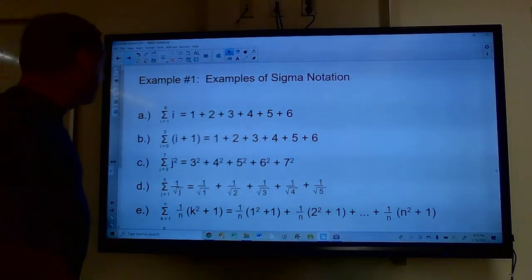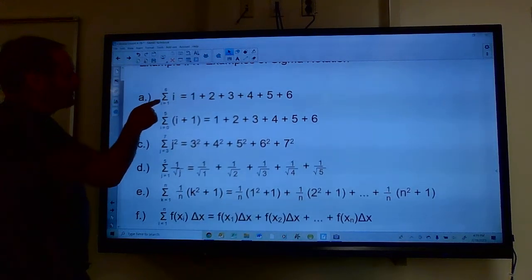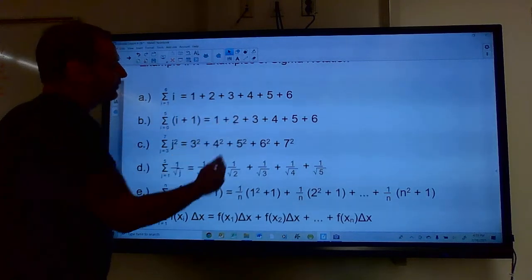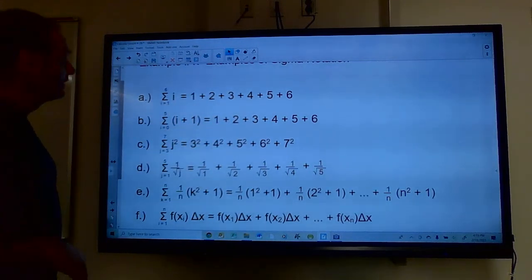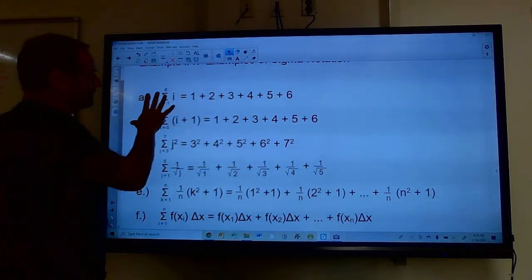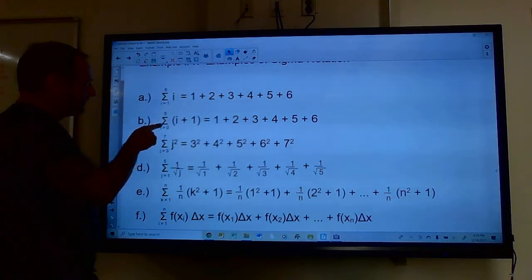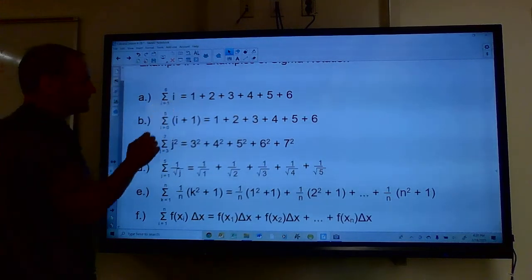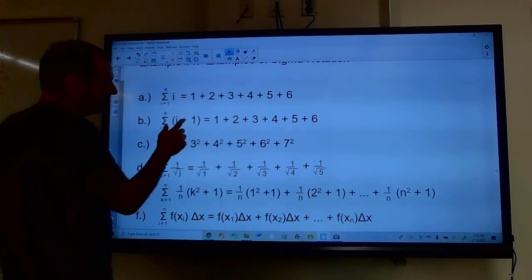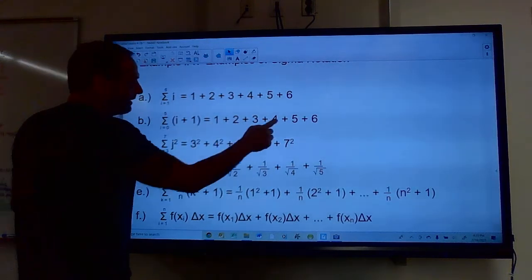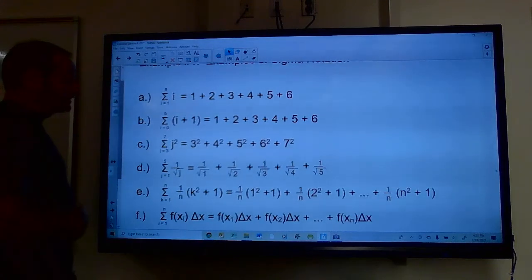Okay, so some examples here. So the sum from i equals 1 to 6 of the i's, that's just 1 plus 2 plus 3 plus 4 plus 5 plus 6. That's all it is. So the i is becoming 1, and then it's 2, and then it's 3, and you're just adding those numbers up. So here the sum from i equals 0 to 5 of i plus 1 is the same thing, because I plug the 0 in here and I start out at 1, and I get all the same numbers, and then I plug the 5 in and I get 6. So that ends up being the same thing.